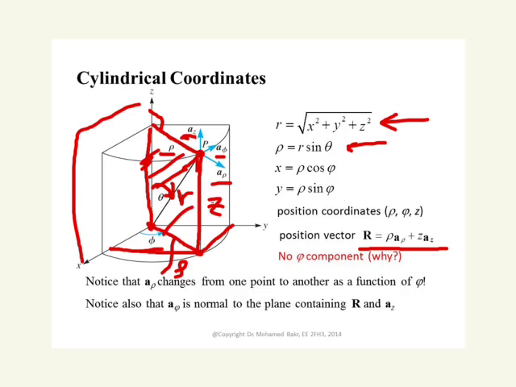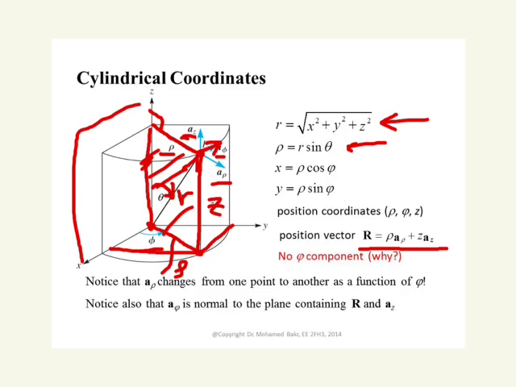Why is that? It's simply coming from this figure. Notice how a phi, which is pointing in this direction, is normal to the plane containing the z-axis and the vector r, the position vector r. So it is normal to the position vector. So the position vector cannot have a component in the direction of a phi, which is a little bit different from what we had in Cartesian coordinates.